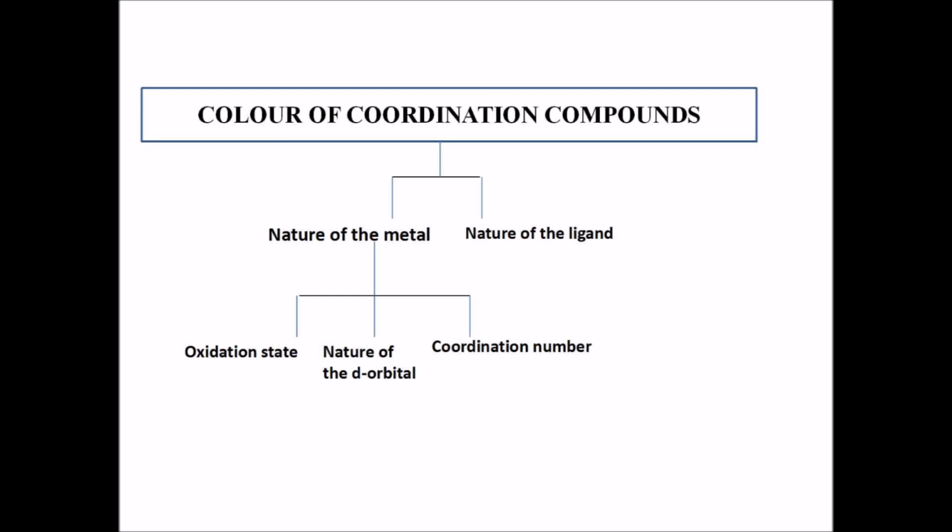Color of the complexes depends on the nature of the metal and the nature of the ligand. Crystal field splitting energy depends on the oxidation state of the metal, nature of the d orbital used in the complex, and coordination number or geometry of the complex. As we all know, the color of the complex depends on the crystal field splitting energy. So if the splitting energy changes, the color also changes.